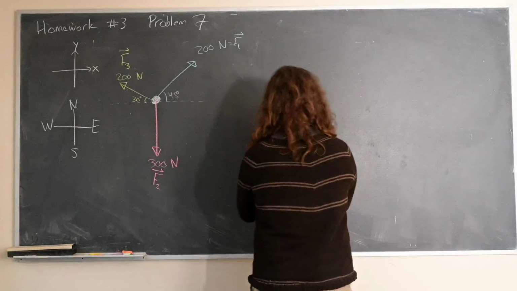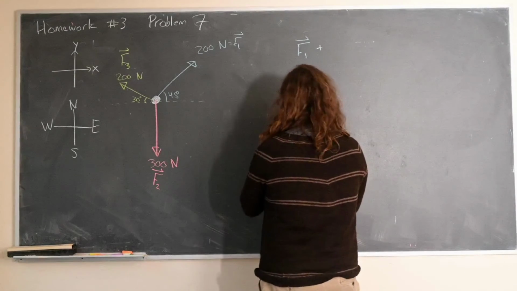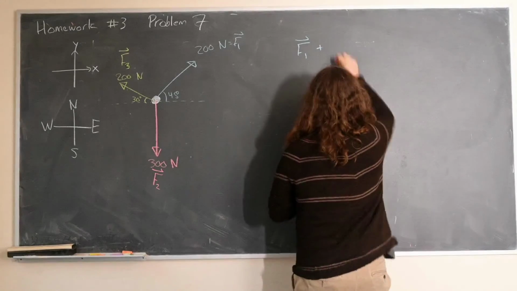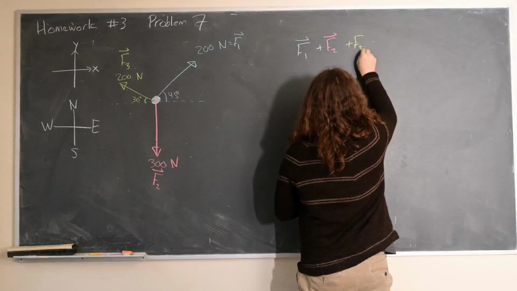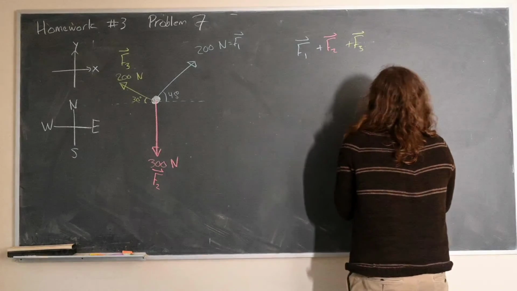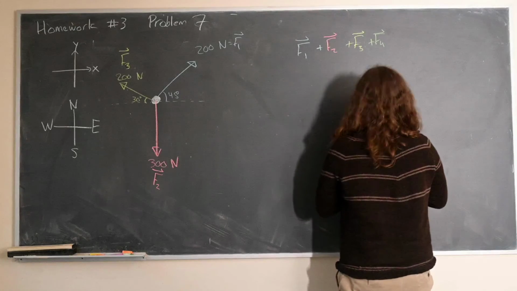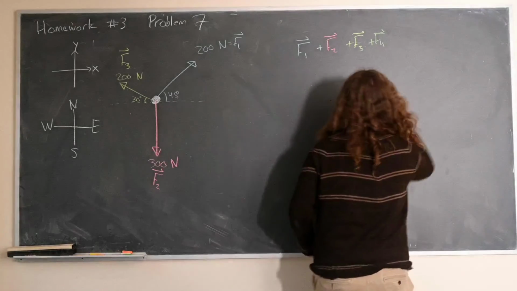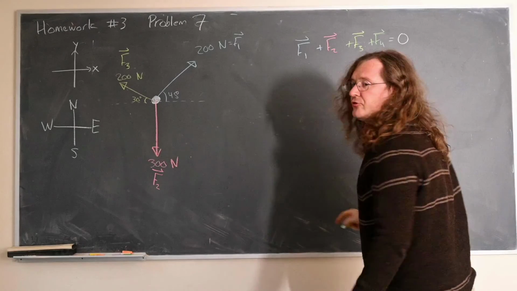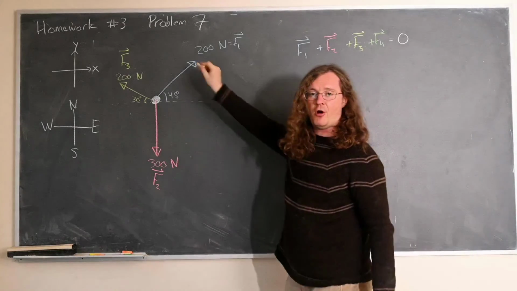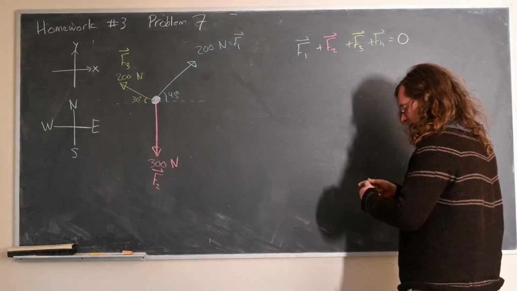What we know is that F1 plus F2 plus F3 plus the one we want to know, F4, all of that adds to 0. So what I'm going to do is decompose all of these vectors into components and use that to solve for the components of F4.